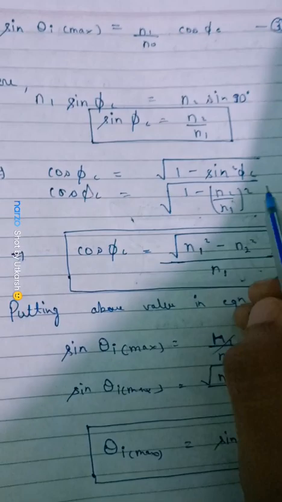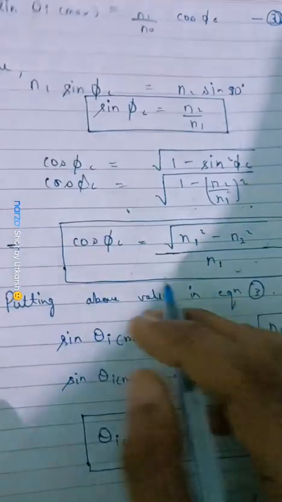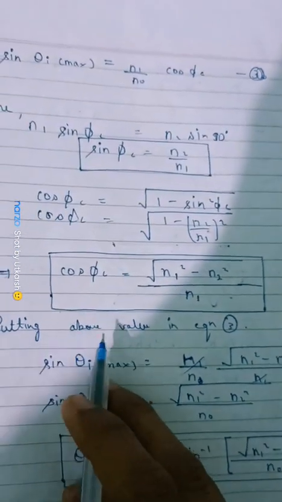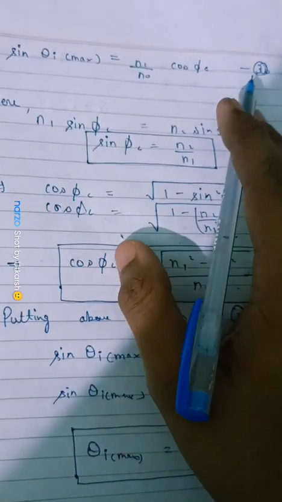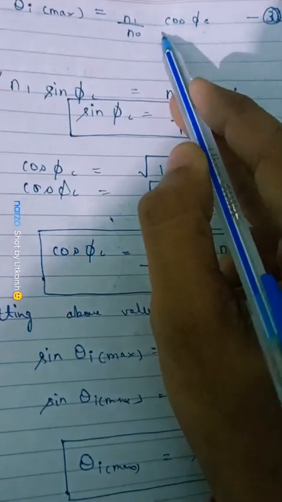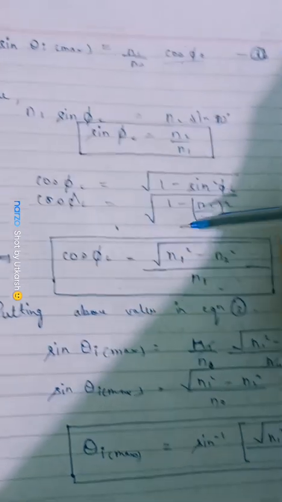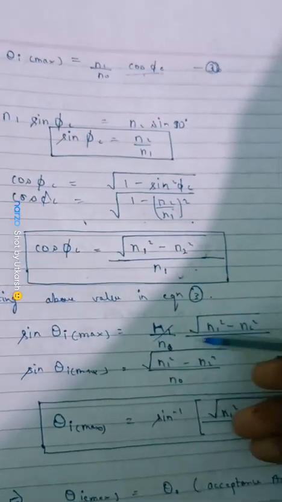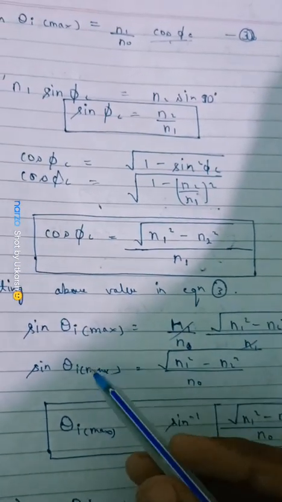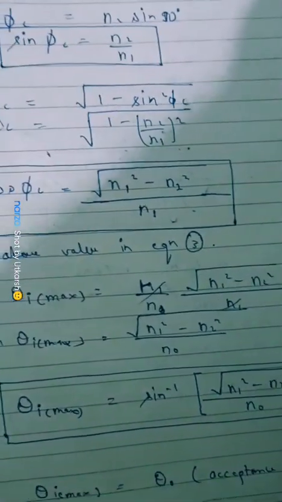Taking the LCM, n1 square will go out of the square root, so it will be written as this. Now putting the value from the above equation into equation 3, this cos phi c is replaced by this value. When we replace this value, n1 and n1 will cancel, and now we get sin theta I max equals the square root of n1 square minus n2 square, upon n0.